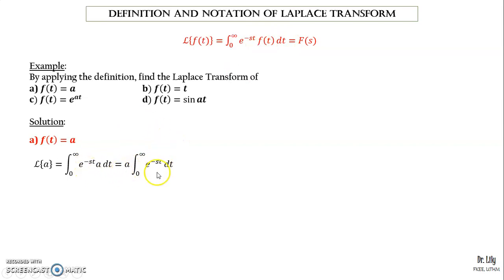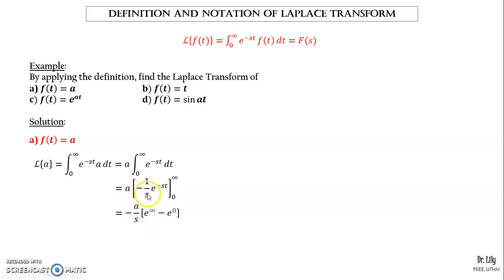Okay, so kalau kita nak integrate dia, A ni kita factorize keluar, and then you just integratekan eksponen negatif ST. Okay, you integrate, you akan dapat negatif 1 over S eksponen negatif ST. Okay, and then lepas tu kita gantikan nilai T ni dengan infinite dan tolakkan dengan 0. Okay, so you ganti 1 by 1.